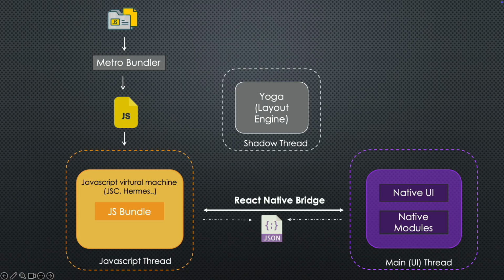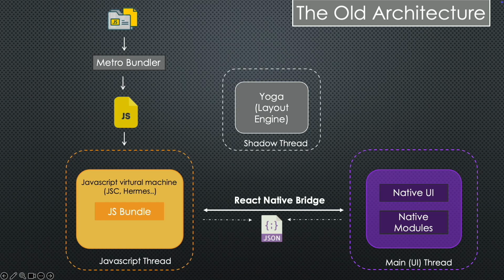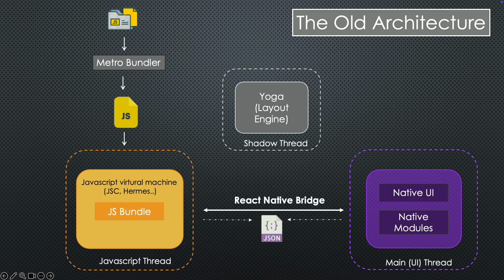So heavy lifting like business logic and layout is offloaded to the JavaScript and the shadow thread. So this is how React Native used to work, and it is known as the old architecture. At first glance, this bridge-based system seems fine. The JavaScript and the native side can communicate quickly through the asynchronous bridge. However, in scenarios where timing and precision are critical, this async communication can introduce significant problems.